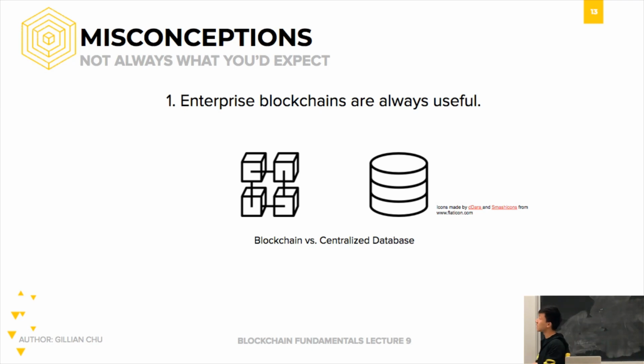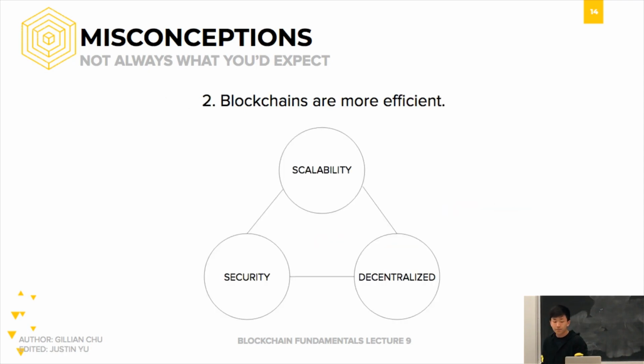For some misconceptions, the first is that enterprise blockchains are always useful. This is not always the case, as I explained earlier. There's always the dilemma of whether it's really necessary to use a blockchain. When is a centralized database more efficient, more useful, and more practical?